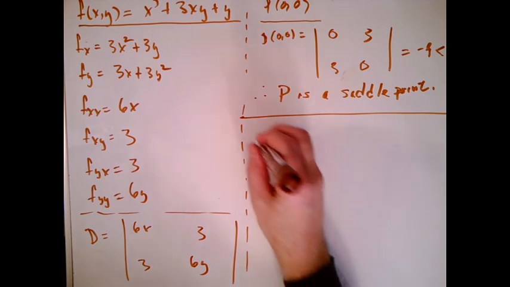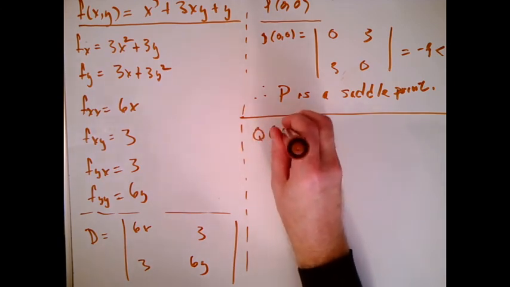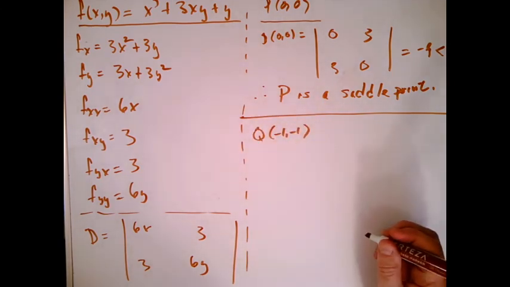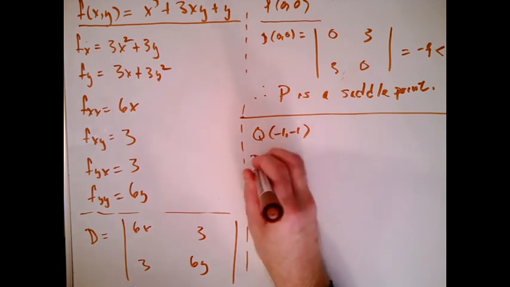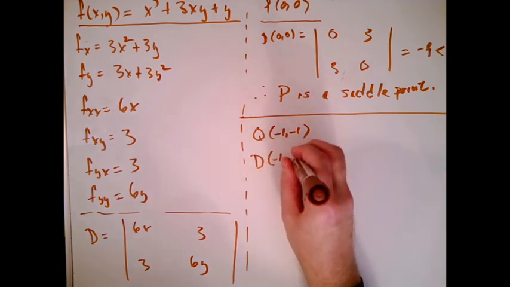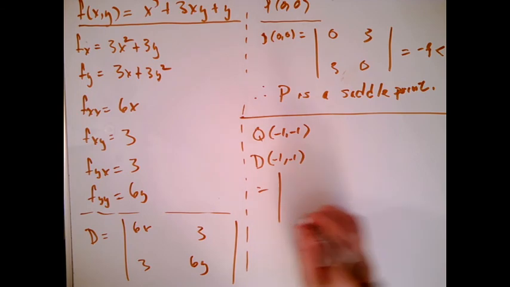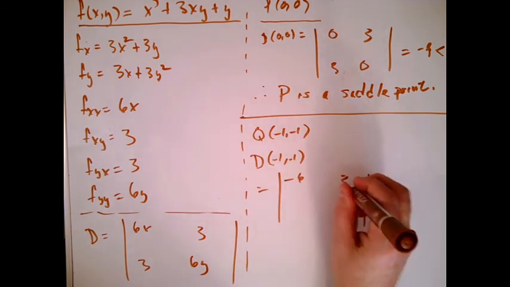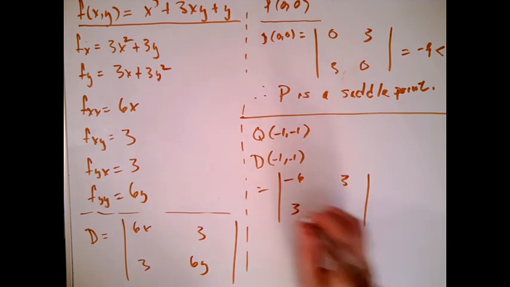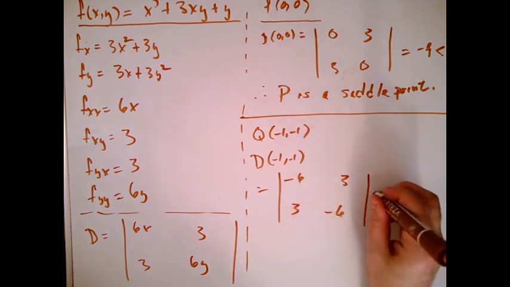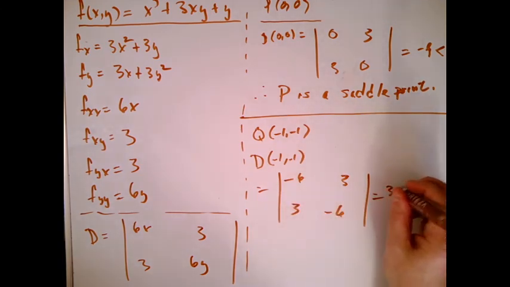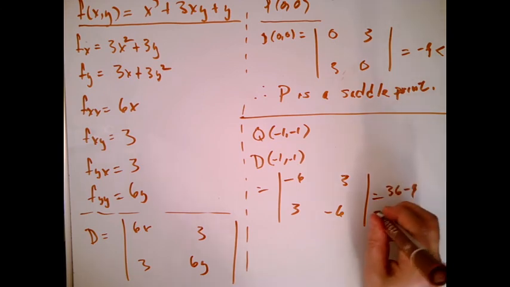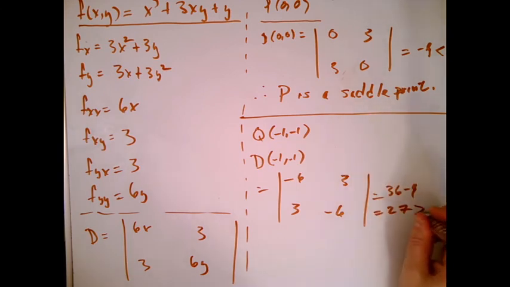The next one we need to do, just to figure out what we have, is (-1, -1). We evaluate our determinant at (-1, -1). And I'm going to get, let's see here, -6, 3, and 3, -6. That determinant is going to be 36 minus 9, which is equal to 27, which is bigger than 0.